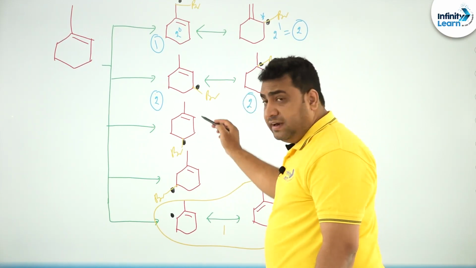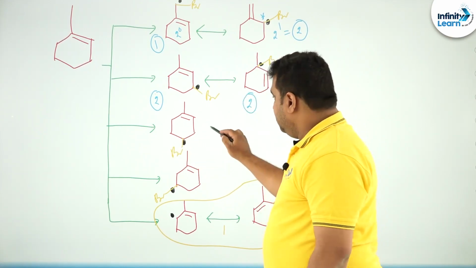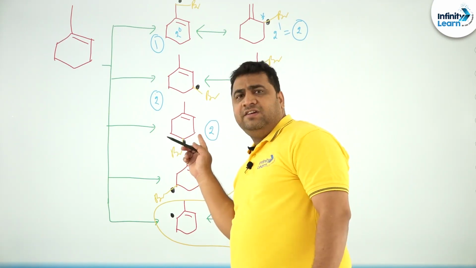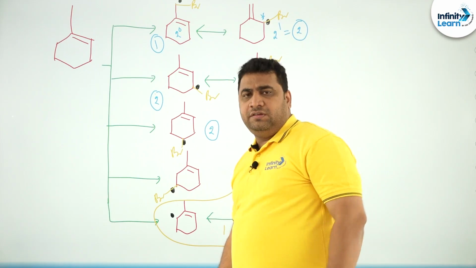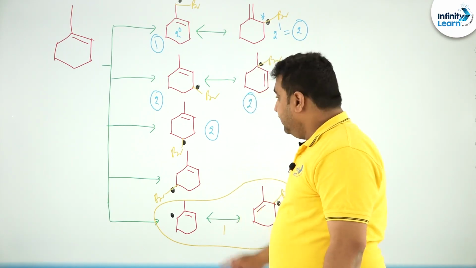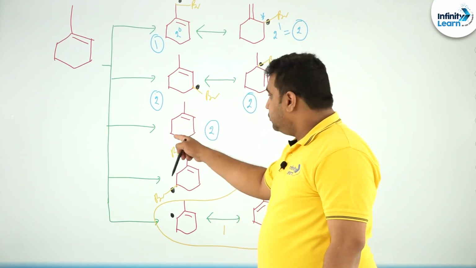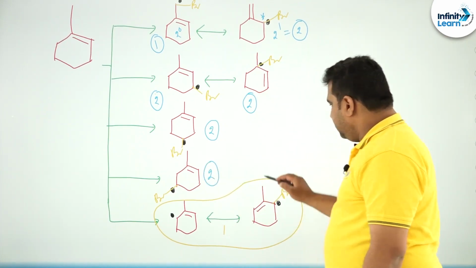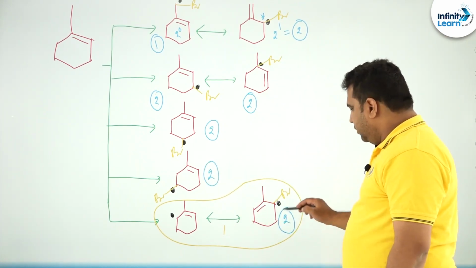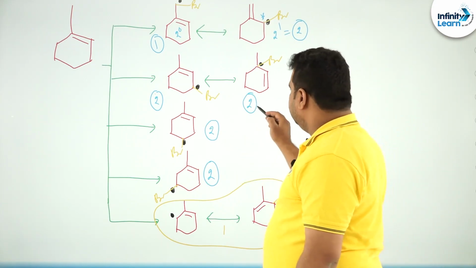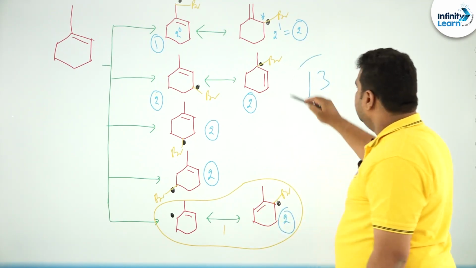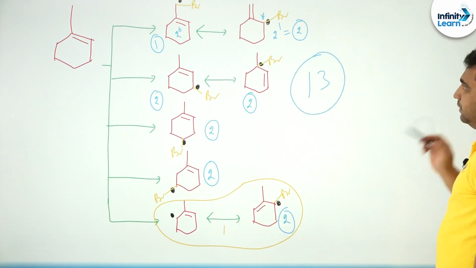Here the right side and left side are different. Remember, here students will make a mistake, because they will think that the right side is CH2 and the left side is CH2, so this is achiral. No, both are different: one CH2 is connected to a double bond, the other CH2 to a single bond. Here 2, here chiral carbon 2. So I add 2 plus 2 is 4, 6, 8, 10, 12, 13. So the total answer will be 13 compounds formed here.